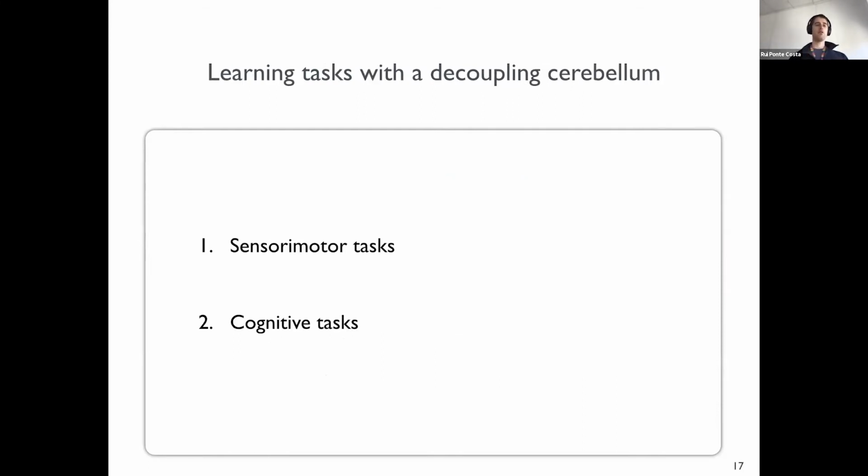So we applied this model in a set of tasks to demonstrate how well it can capture some elements of neuroscience, and to show that it can indeed be seen as a valuable model for neuroscience. First, we focus on sensorimotor tasks, and next we're going to show you some more cognitive tasks.